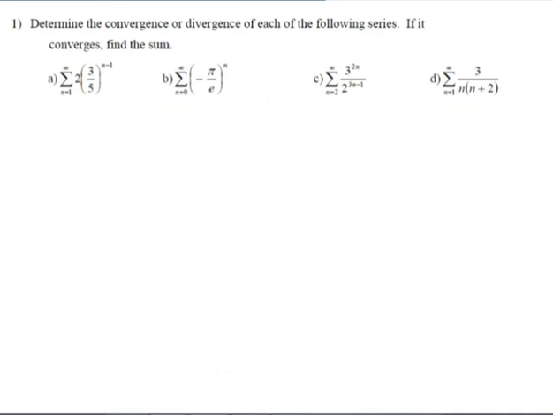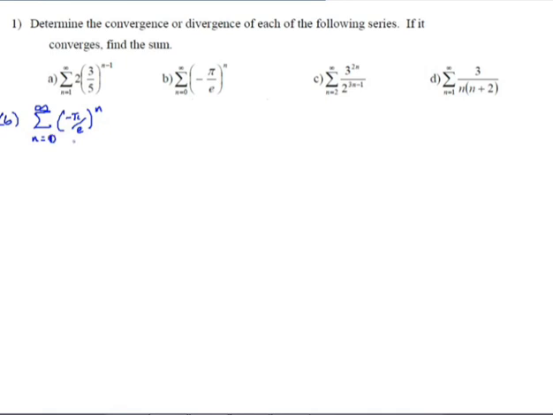Okay, now let's see the b part. አሁን ወደ b part እንሄዳለን. b ላይ ያለን ምንድነው? Sum of the infinite series minus pi over e the whole n ነው የሚሆነው. So ይሄንን በተን አድርገን መጻፍ ነው የሚያስፈልገን.